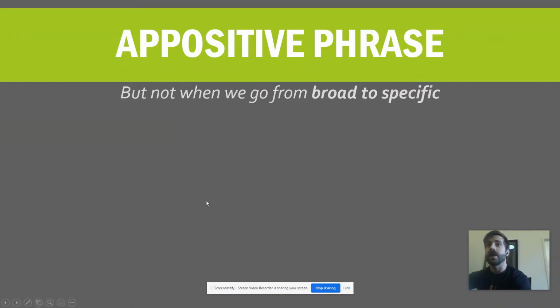Okay, the last tricky thing about appositive phrases is when we're going from a broad term to a specific term. We're not going to use commas because when I'm going from broad to specific, remember that means I'm kind of narrowing things down.